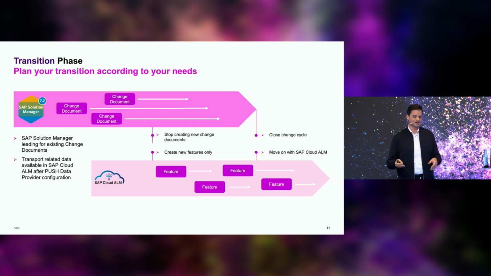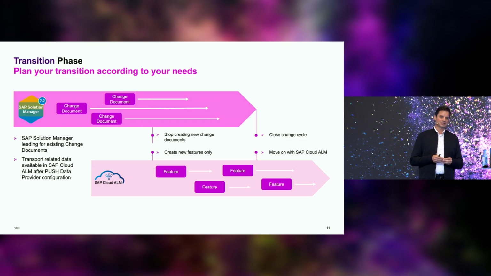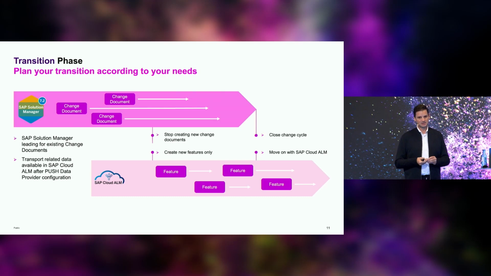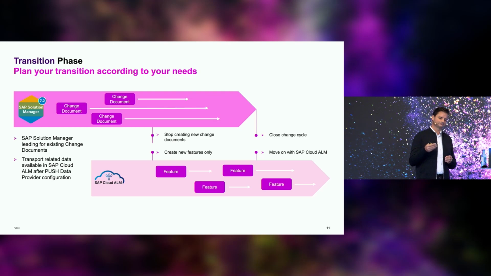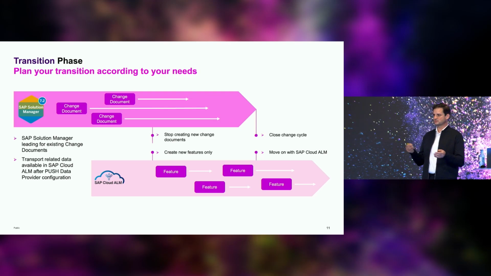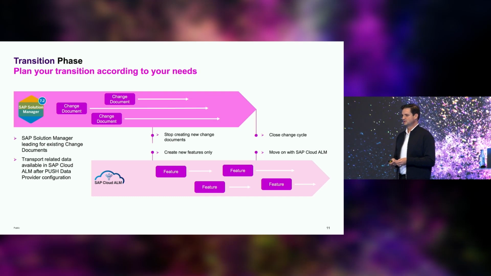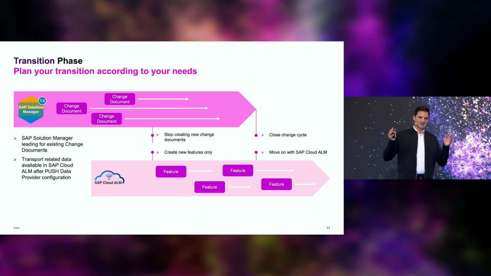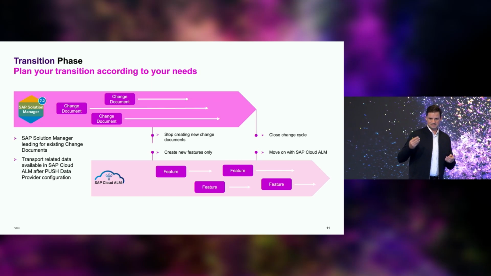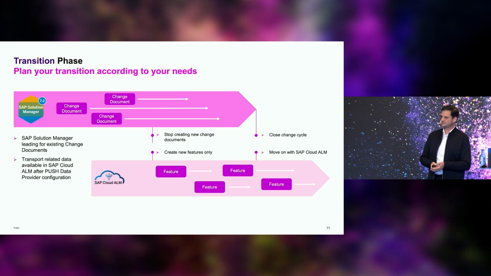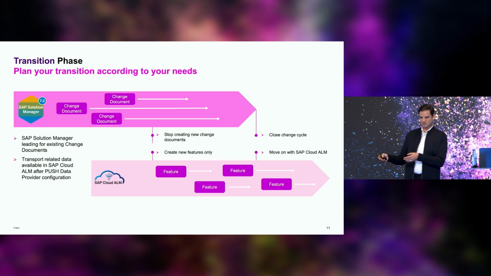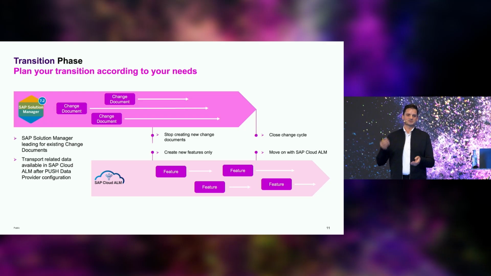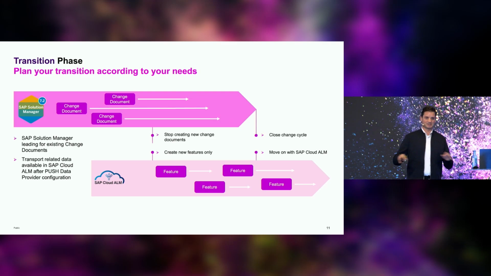At the same time, as we run in parallel, it is possible to already start new projects on the Cloud ALM side and, well, have first features created on the Cloud ALM side and, of course, use transports on the Cloud ALM side, right? So there will be the day when the last change is deployed into the productive environment using Solution Manager, and this is the day more or less when the Cloud ALM tool will completely take over.